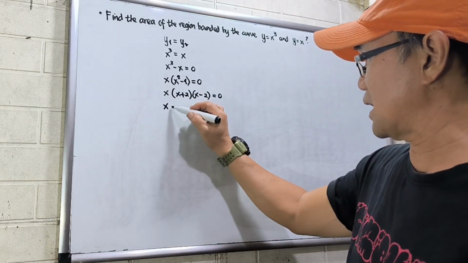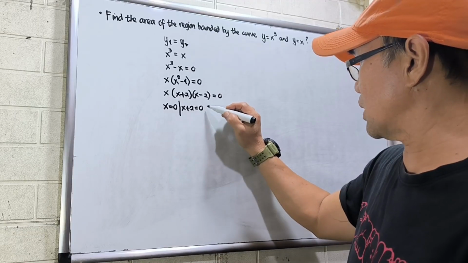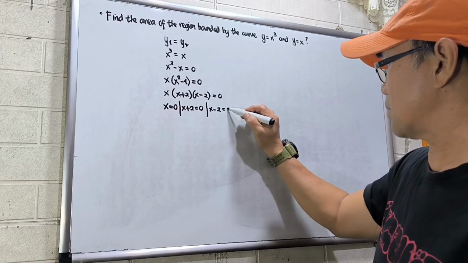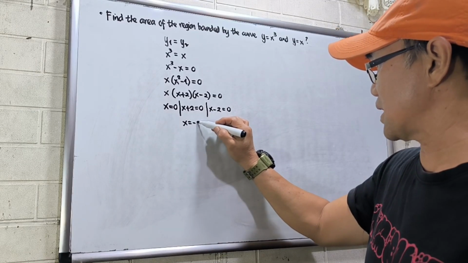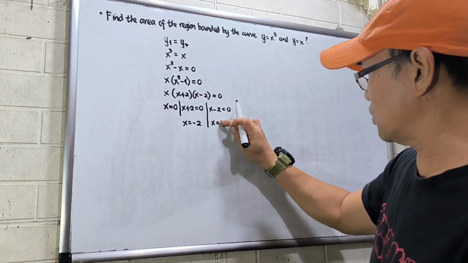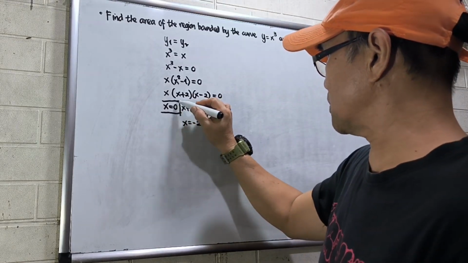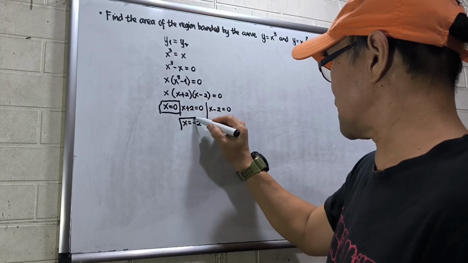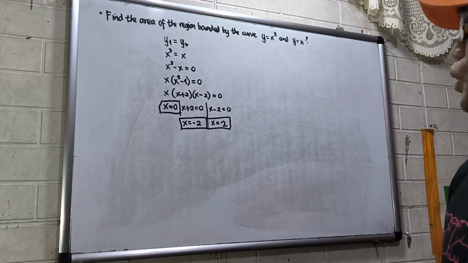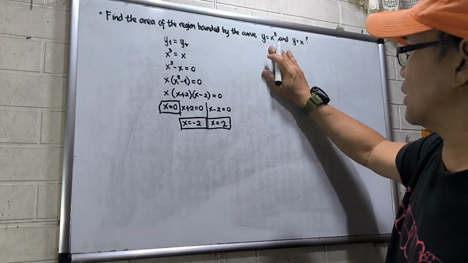So meaning I have 3 solutions: x equals 0, x plus 2 equals 0, and x minus 2 equals 0. So I have x equals negative 2 and x equals positive 2. So I have x equals 0, x equals negative 2, and x equals positive 2. The next step is I will tabulate the x and y values of the curve and the line.